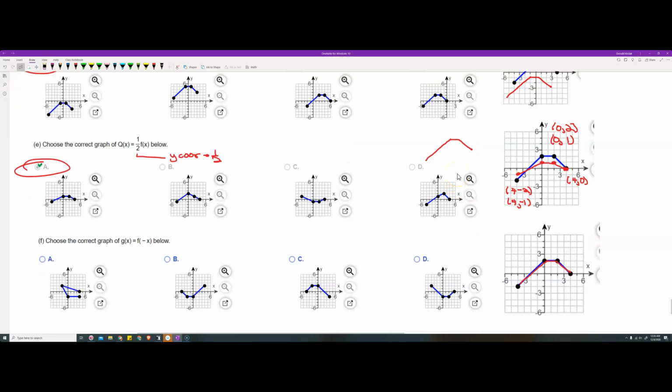When the negative is on the inside of parentheses, now we're going to flip it over the y-axis. And there's our point.